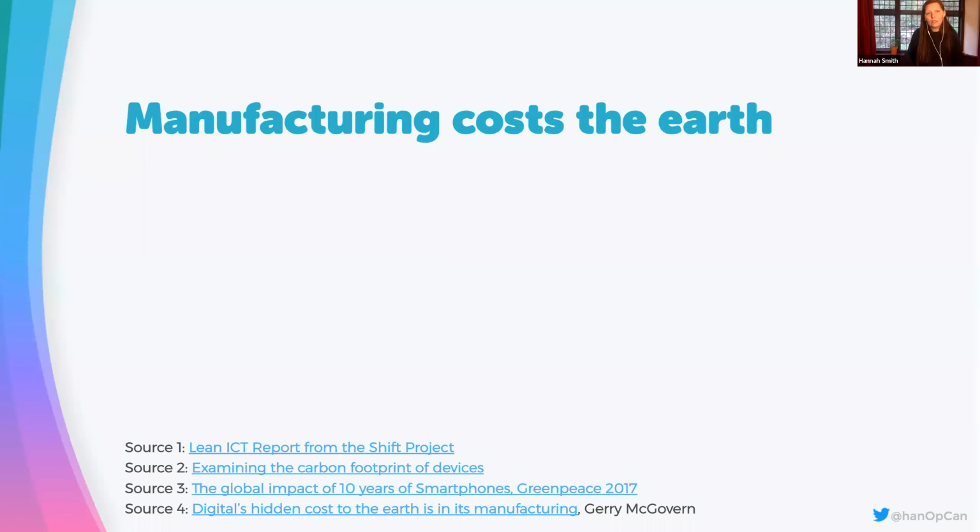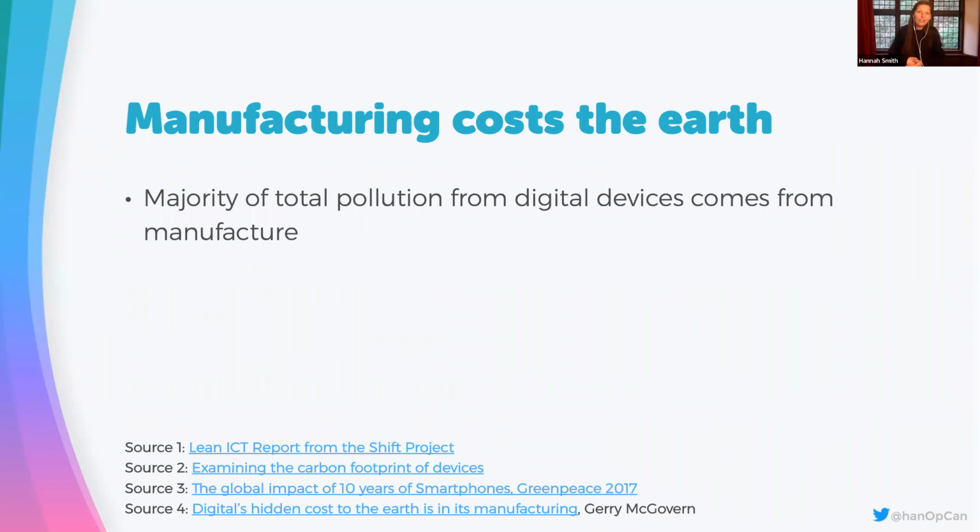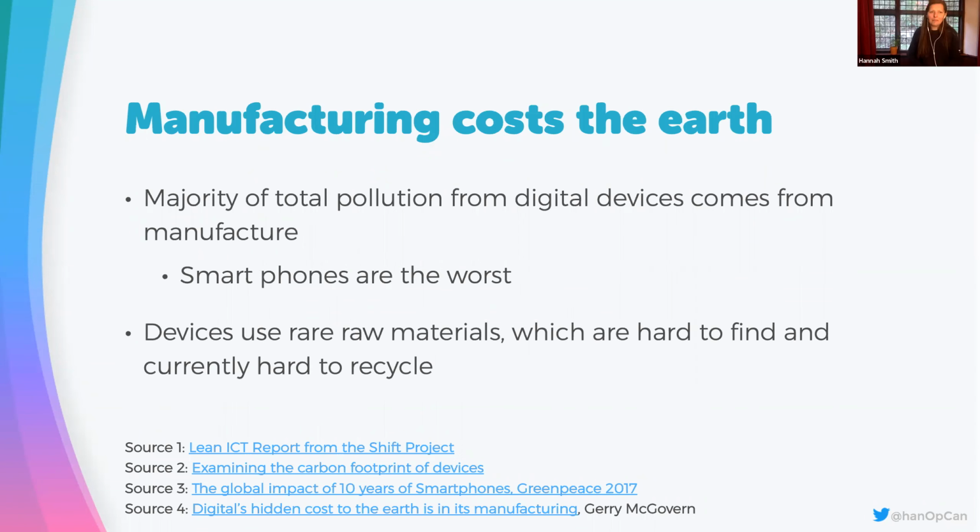So manufacturing costs the earth. We've talked a little bit about that already, but surprisingly, the majority of total pollution from digital devices actually comes from manufacture. Smartphones are the worst. I think they're somewhere around 80 or even 90%. And we've talked about the use of rare raw materials.